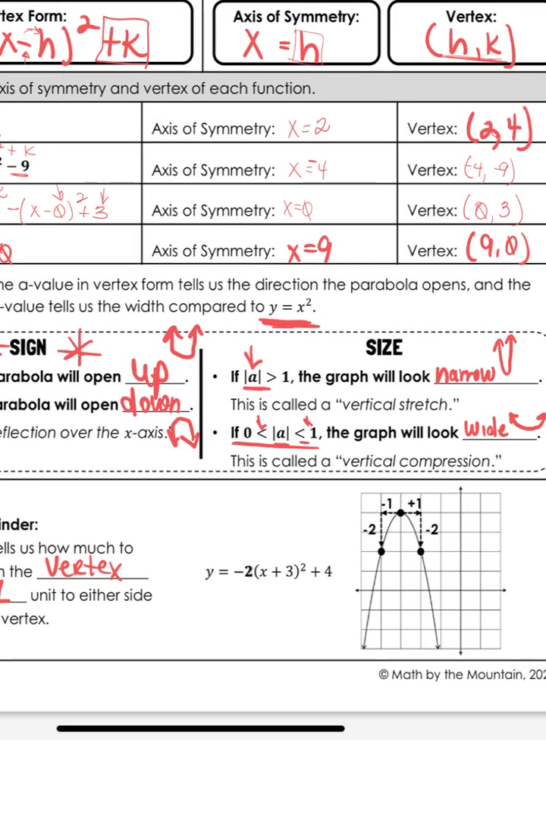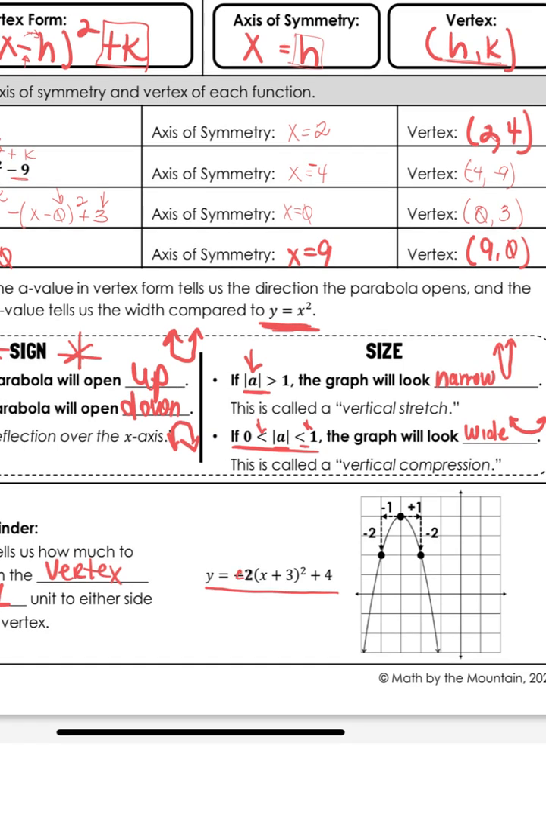So here we have this equation, and we've graphed it. This negative 2 in the front, let me use a highlighter. This negative 2 in the front tells us how wide it goes on either side of the axis of symmetry. Okay? And again, this is the axis of symmetry. Okay?